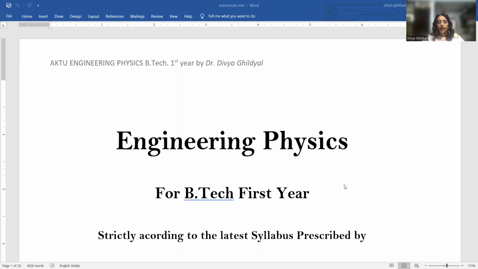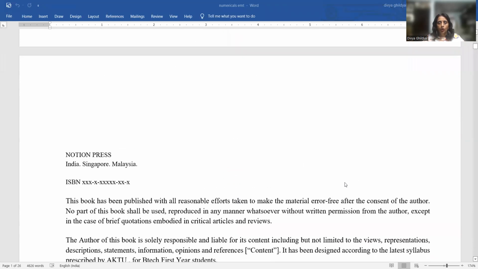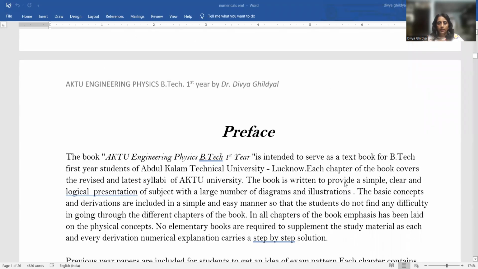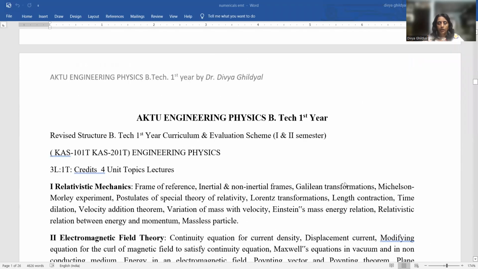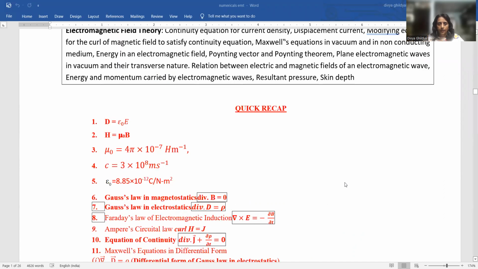In this lecture, I will be discussing with you all the important numericals that have been asked in previous year papers from electromagnetic field theory, their shortcut solutions, and what all was asked in your previous year papers from electromagnetic field theory. So first we do a very quick recap of the important formulas which we need to remember before we start solving the numericals.